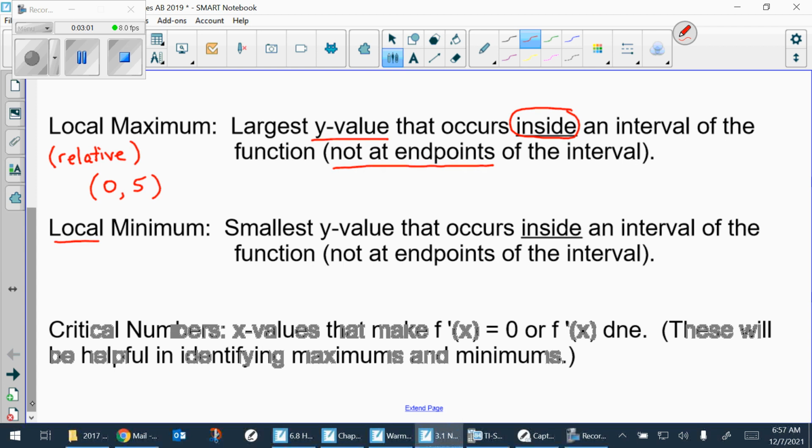And critical numbers. Critical numbers we're going to talk a little bit about today. We're going to use them throughout the chapter. Critical numbers, these are x values that make the derivative 0, or sometimes they make the derivative not exist. We're going to see some critical values when we get to slide 4 today. And these do help us identify maximums and minimums of functions over particular intervals.